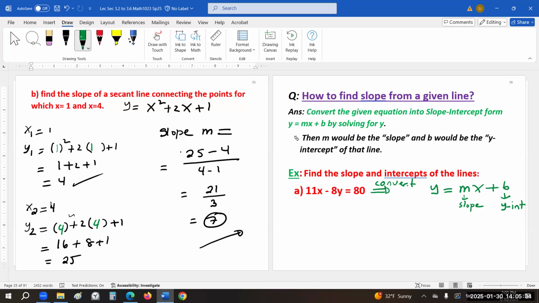So if you want to solve for y, which one do you get rid of first? 11x or the minus 8? So do we add, subtract, multiply, divide? Subtract. Subtract 11x from both sides. We have negative 8y is negative 11x. And 80 doesn't have any sign in the front. So what sign does 80 have? Plus.